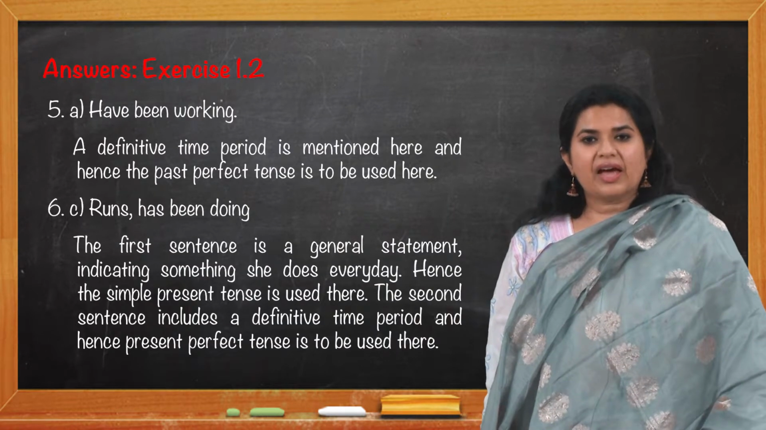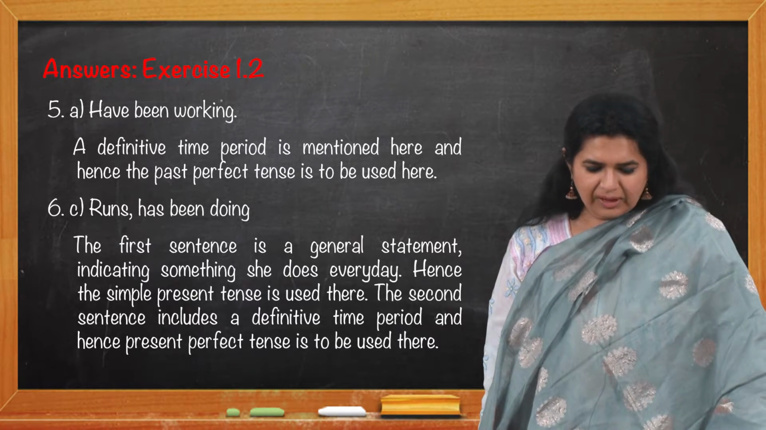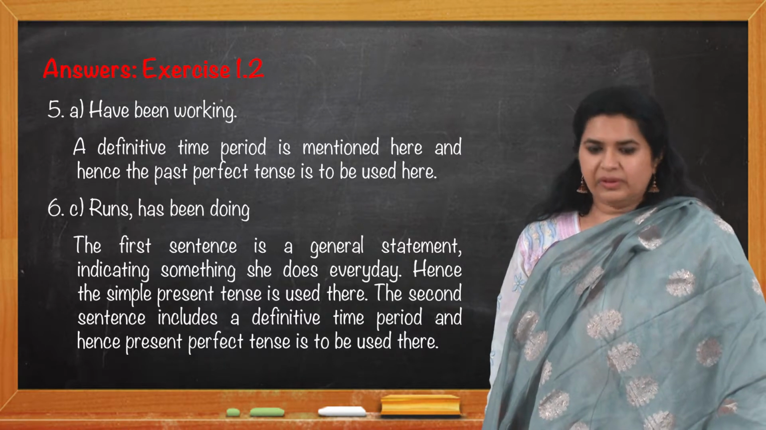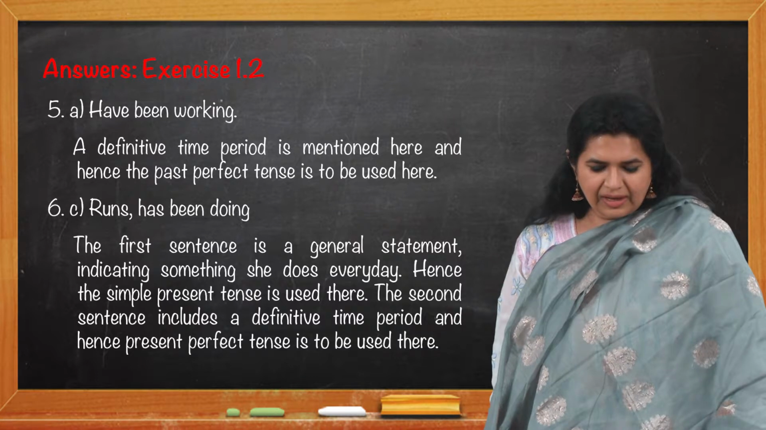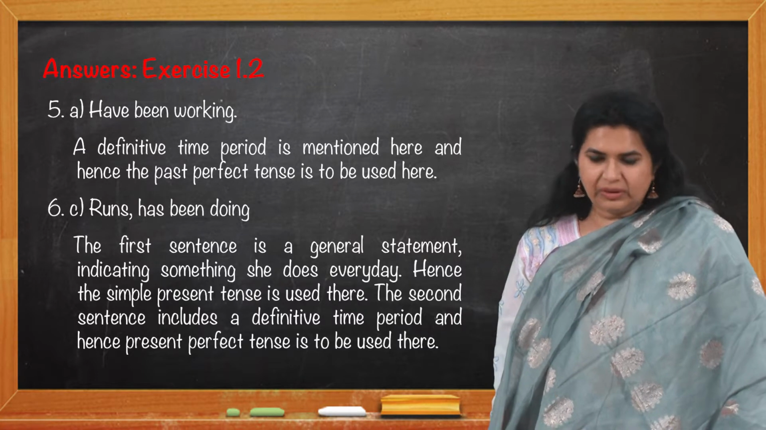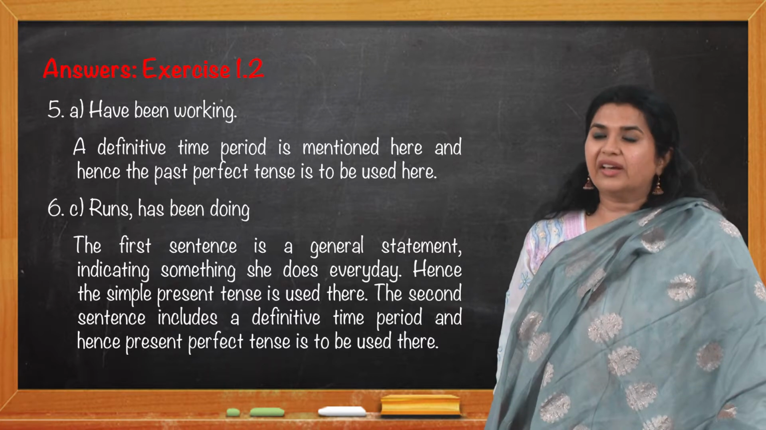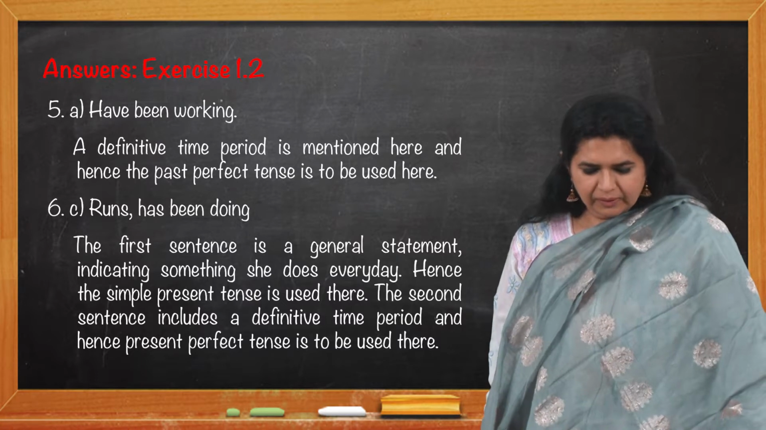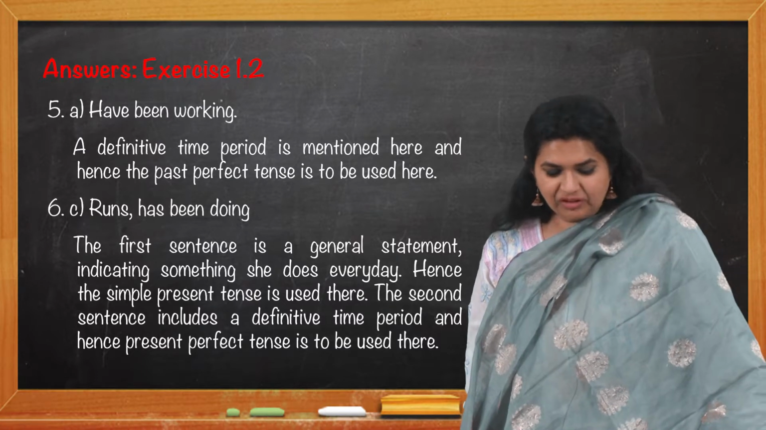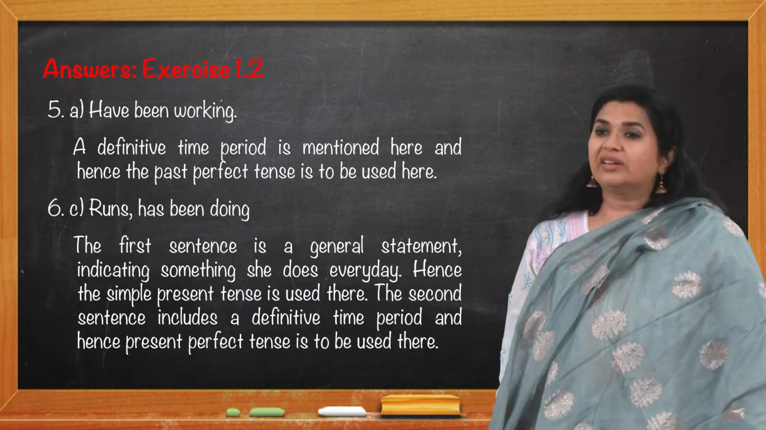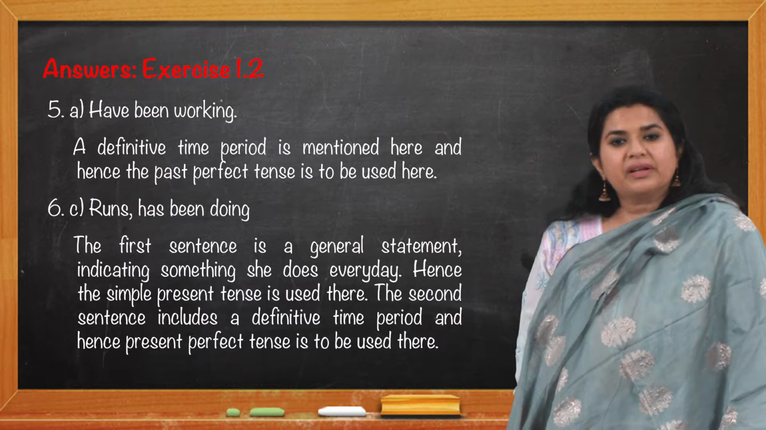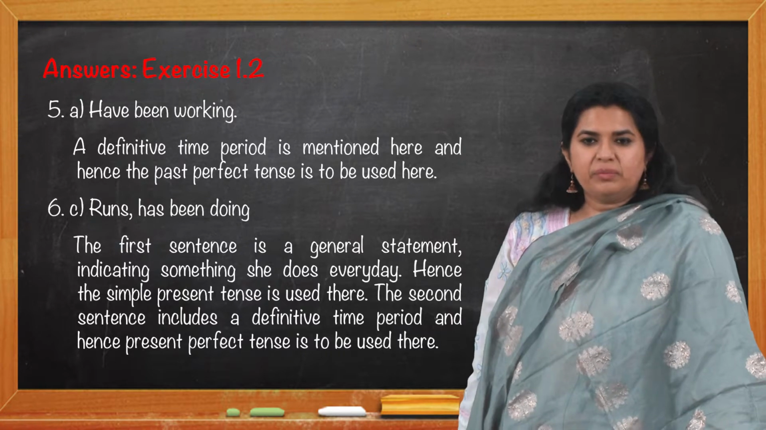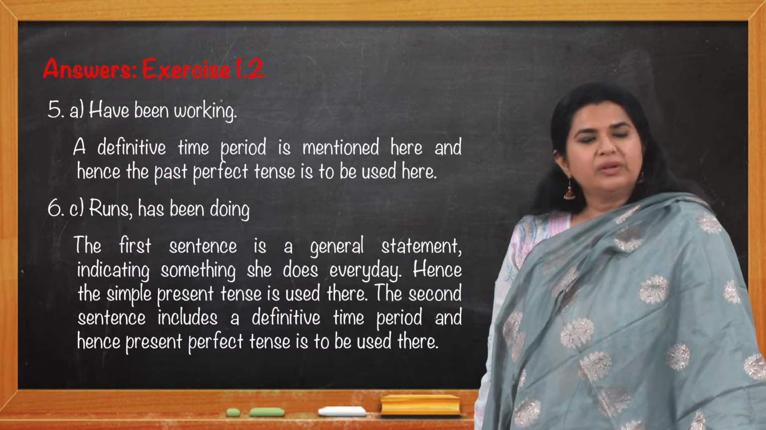And answers: have been working. It is a definitive time period which is mentioned here, and hence the present perfect tense is to be used here. And 6 is C, runs and has been doing. She runs, and she has been doing this for the past 10 years. So, this is something that has been going on for a long time. And this is the explanation given. The first sentence is a general statement indicating something she does every day. Hence, the simple present tense is used there. And the second sentence includes a definitive time period and hence present perfect tense is to be used here.